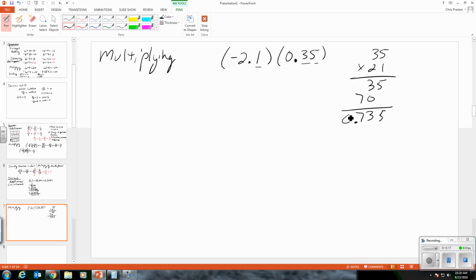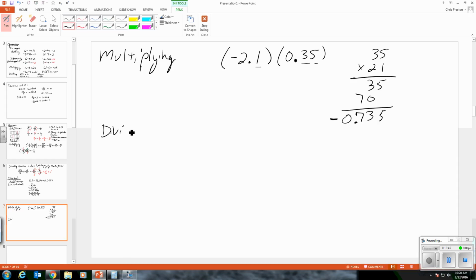So 0.735, 735 thousandths. And then don't forget, negative times a positive is a negative. And again, I just throw that in my calculator and get an answer. But that's how you do it. When we talk about scientific notation, we might come back to this idea and say, why are there 3 place values if there's 1 place value here and 2 place values there? And it has to do with powers of 10 is what's going on there.